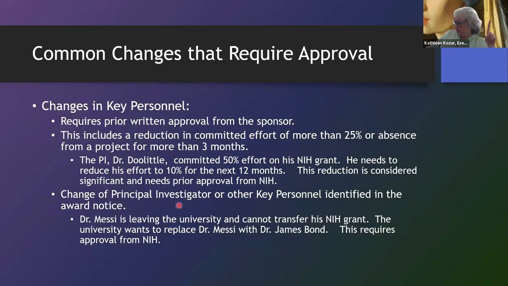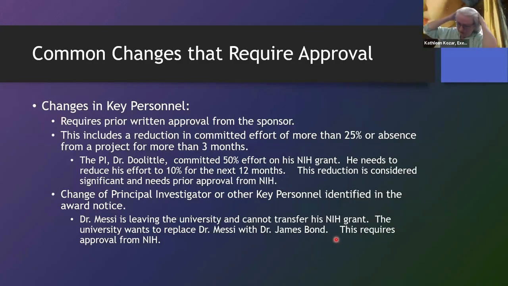A change of principal investigator. The example I give here is Dr. Messy is leaving the university and cannot transfer his NIH grant with him. So the grantee institution, the university, wants to replace Dr. Messy with Dr. James Bond. This is, again, something that would require approval from NIH.